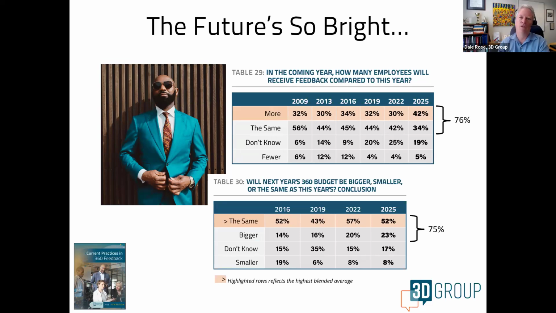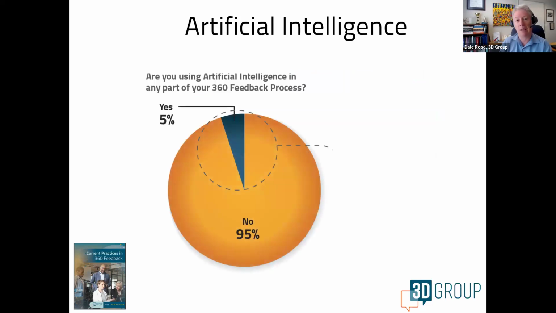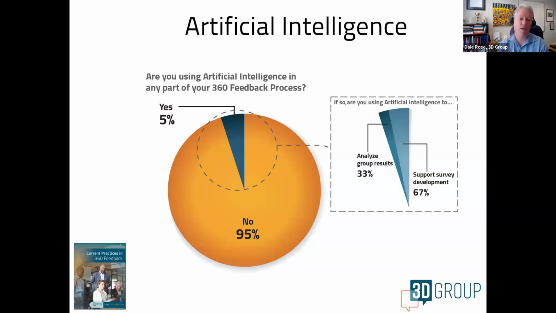All right, and I'm going to throw one little random one in here at the end, because it's the question on everyone's mind over and over and over again. How is AI incorporated into 360s? So we did in fact ask people, are you using AI? And basically no. But we, of course, also asked those 5% that said yes, well, gee, that's interesting, how are you using it? Really boiled down to two different things. The few using it to analyze group results, and then some using it to support survey development.